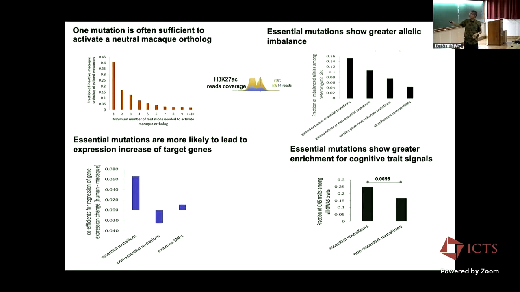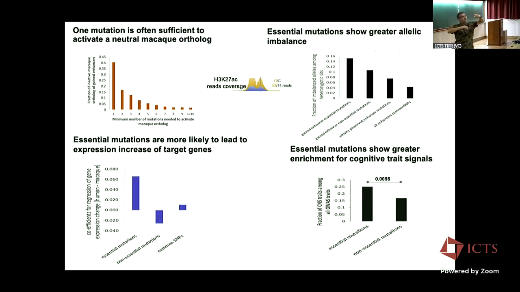Now, we just focus on these, right? Because we are sure in this case, like one mutation, which one it is, and what it does. We call these essential mutations, and I'll show you some data on the essential mutations compared to non-essential mutations. So what's special about essential mutations? They show higher allelic imbalance.